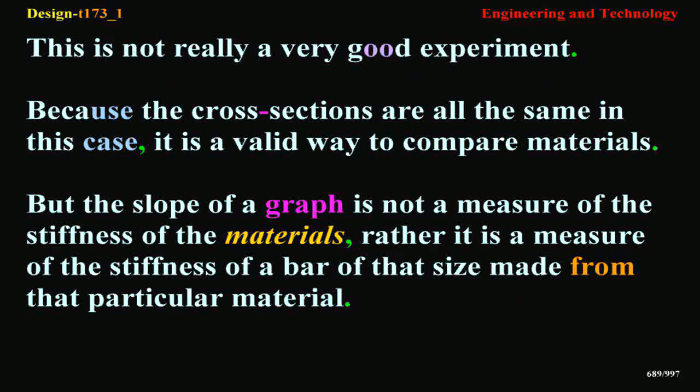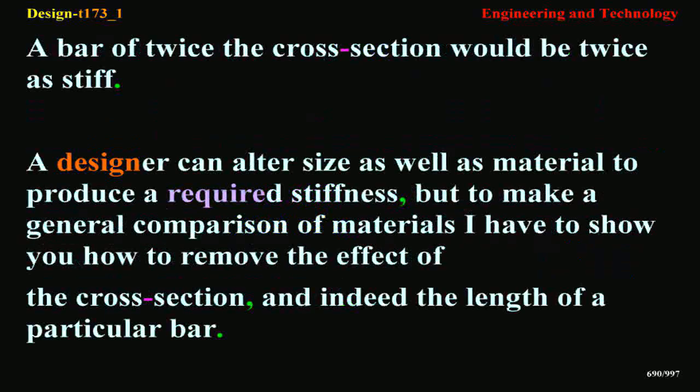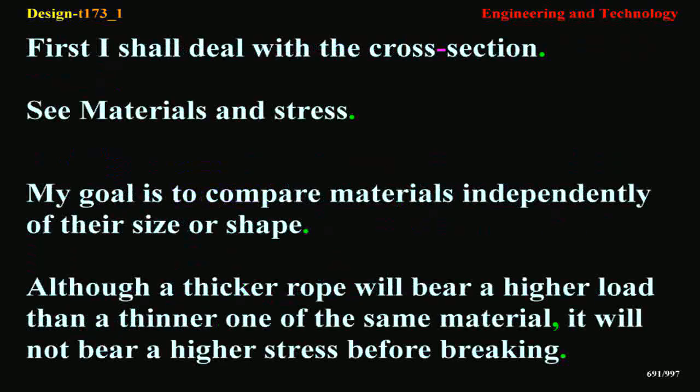Because the cross-sections are all the same in this case, it is a valid way to compare materials. But the slope of a graph is not a measure of the stiffness of the materials, rather it is a measure of the stiffness of a bar of that size made from that particular material. A bar of twice the cross-section would be twice as stiff. A designer can alter size as well as material to produce a required stiffness, but to make a general comparison of materials I have to show you how to remove the effect of the cross-section, and indeed the length of a particular bar. First I shall deal with the cross-section.